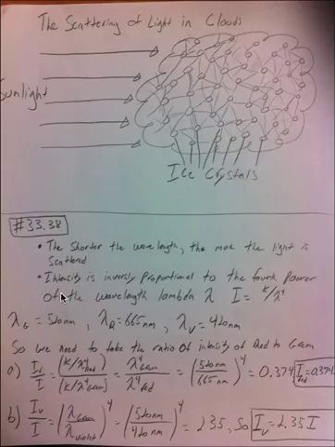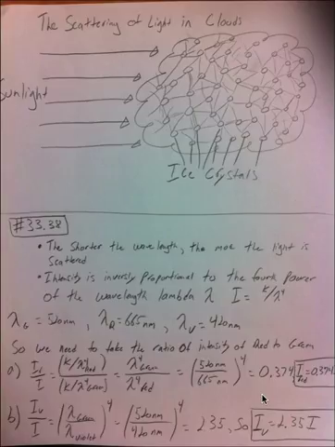In order to do this problem, we need to take the ratio of the intensities of red to green. So we have I red over I, and we plug in K over lambda to the fourth for red over K over lambda to the fourth for green. It turns into 520 nanometers over 665 nanometers raised to the fourth. This value is 0.374. So the intensity for the red in terms of I is 0.374 I.